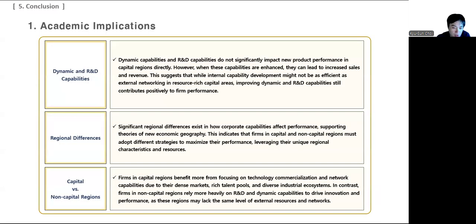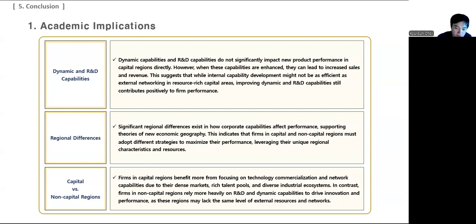Okay, conclusion. My findings first show that dynamic and R&D capabilities don't directly impact MPD in capital regions, but enhancing them can still boost sales and revenue. This means internal capabilities might not be as efficient as external networking and research in resource-rich areas like the capital city, but they still positively impact firm performance, so it is still very important.